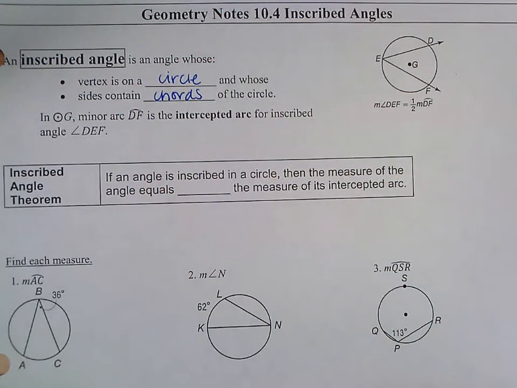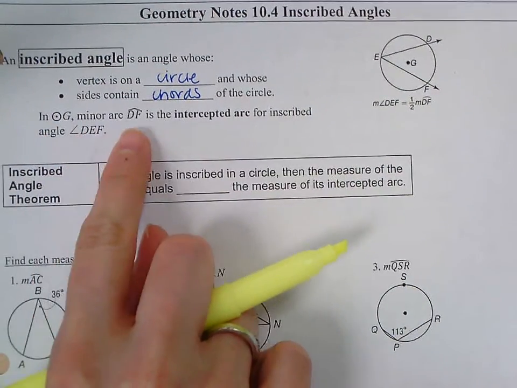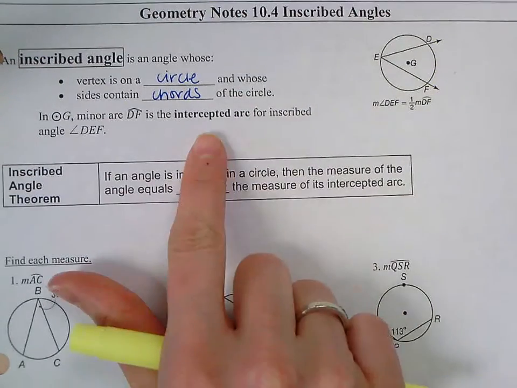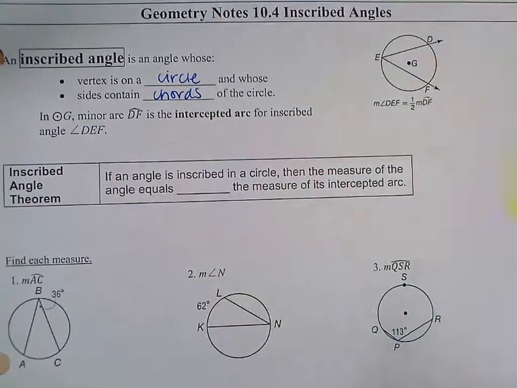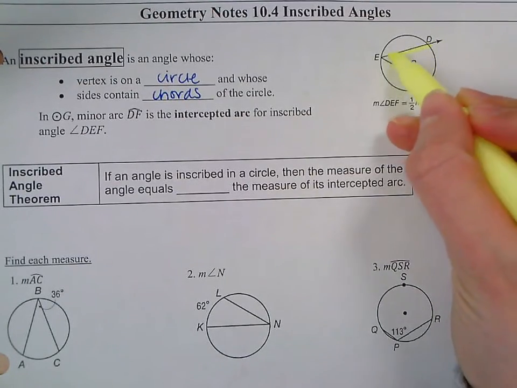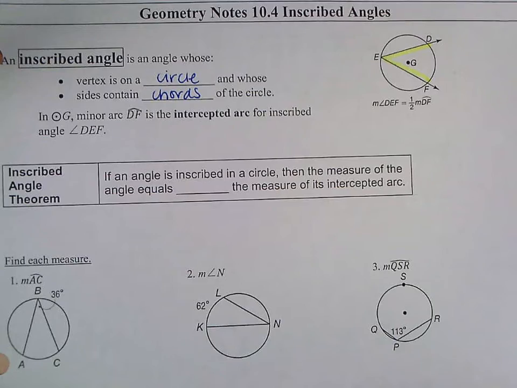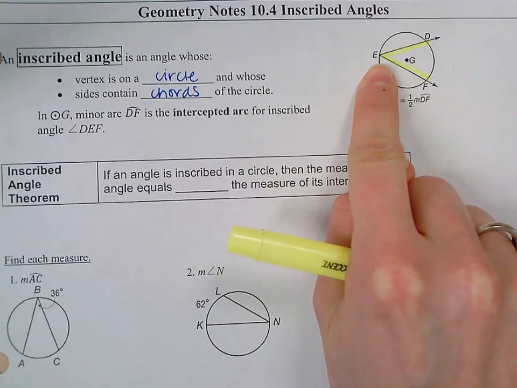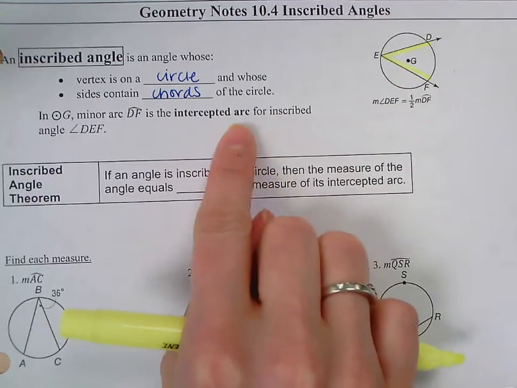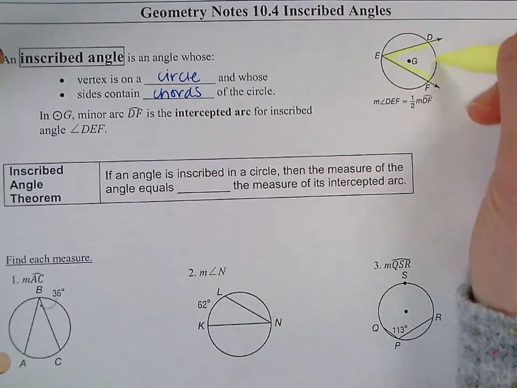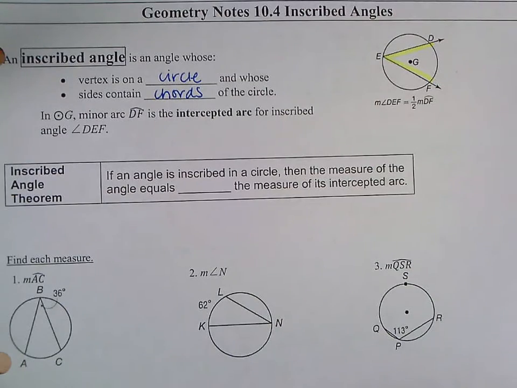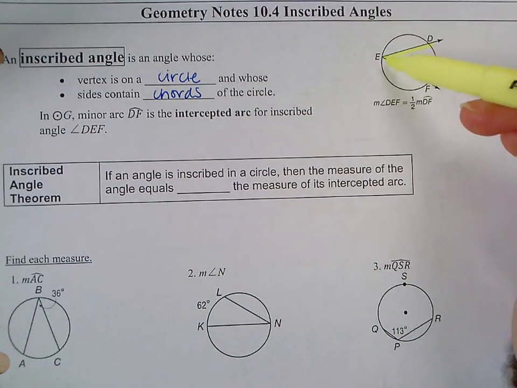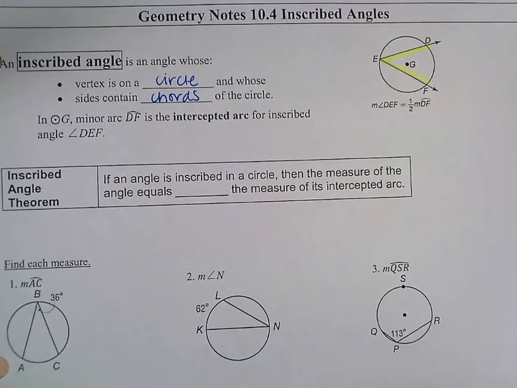If we look at the diagram that's given off to the side, it says in circle G, minor arc DF is the intercepted arc for the inscribed angle DEF. So this angle here, DEF, would be an inscribed angle. Vertex E is on the circle. And when we talk about the intercepted arc, that's the arc that is in the opening of the angle, if you want to think of it that way. The endpoints of the arc are where the chords intersect the circle. So ED would be a chord, EF is a chord, and those are the sides of the angle.